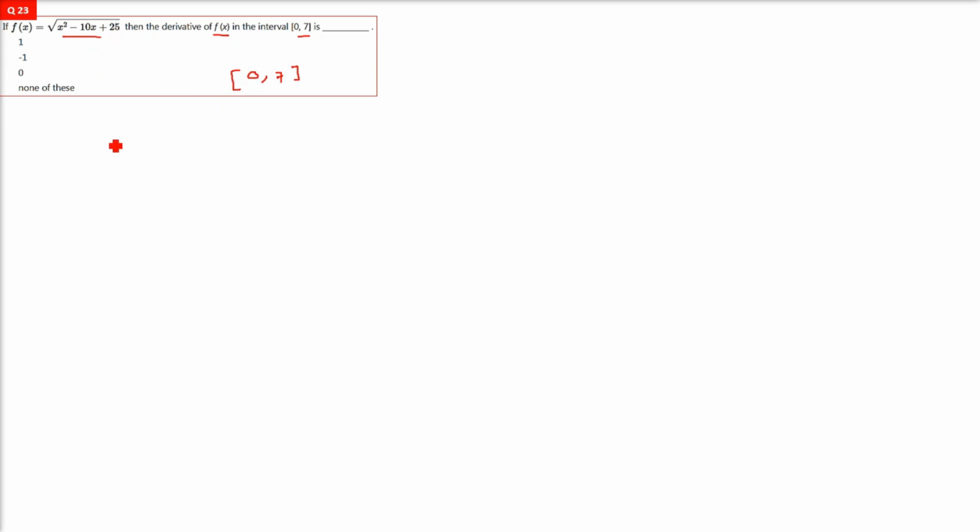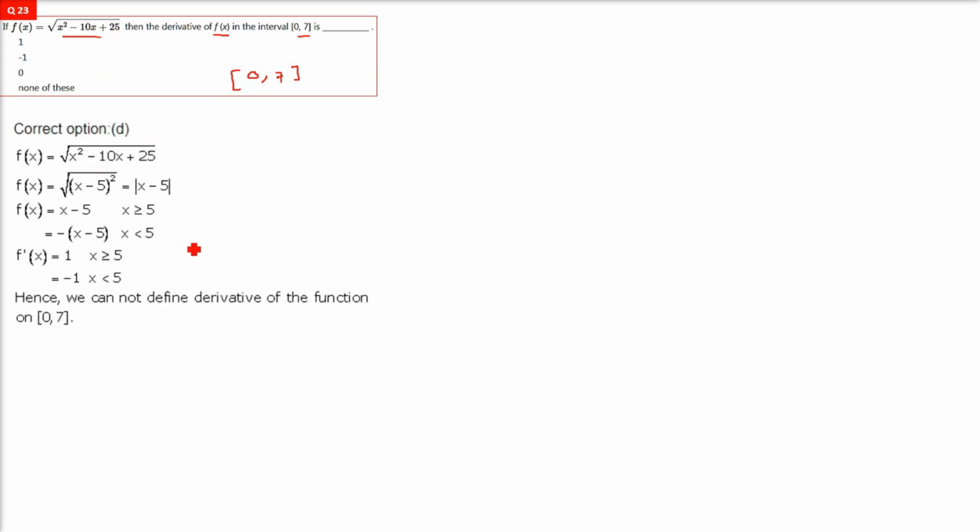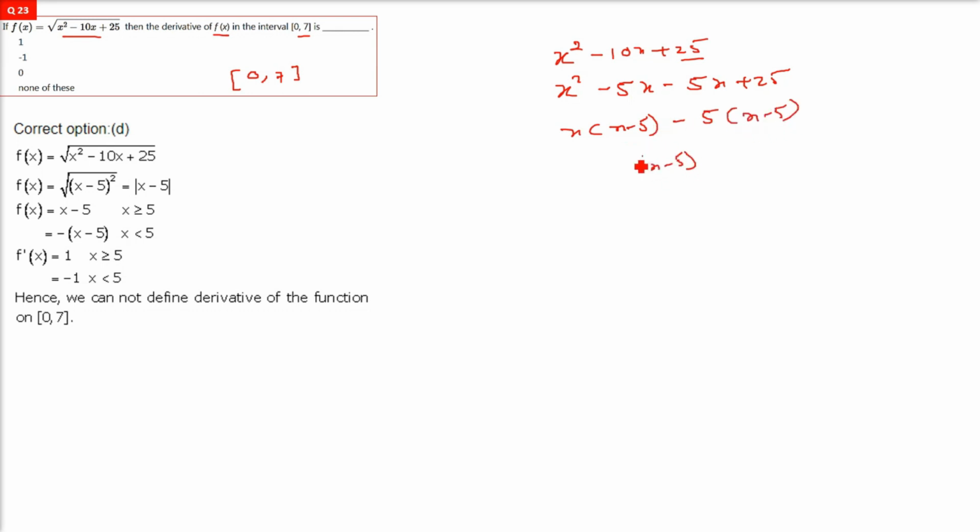Now is it a perfect square, x square minus 10x plus 25? Those who want to do it themselves, this is the reference, and those who want to understand, let me tell them. This is x square minus 10x plus 25. So how can we write it? x square, this 25 can be written as 5 squared, minus 5x, minus 5x, so minus 10x can be written in terms of 25. So we have x minus 5, then we have minus 5, then we have x minus 5. So it is basically x minus 5 whole squared.